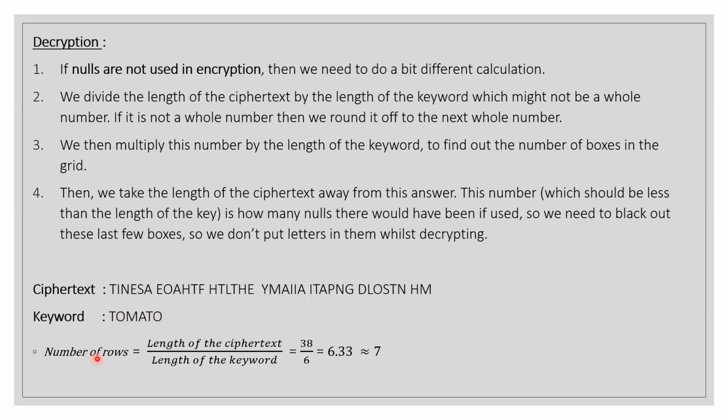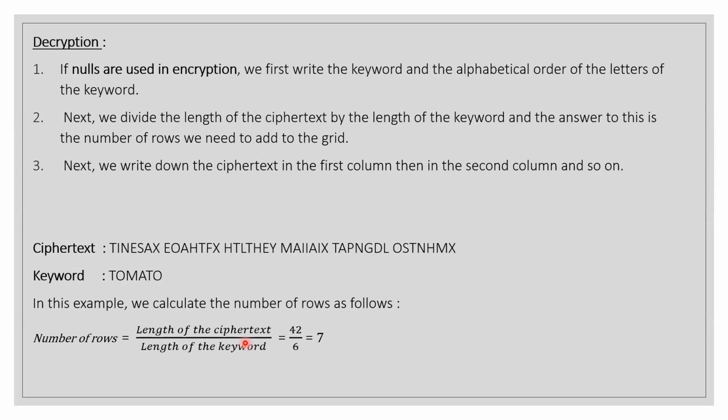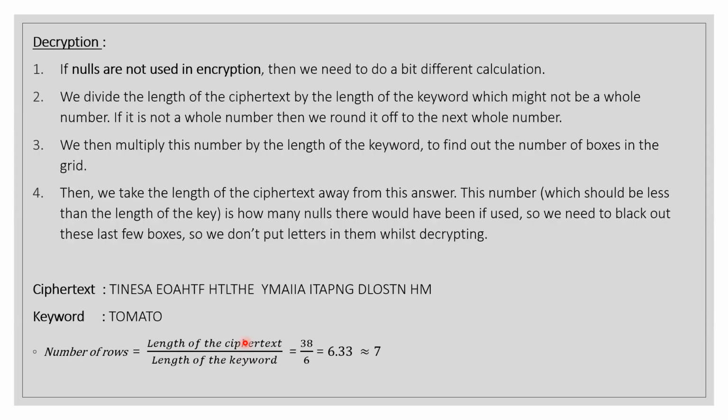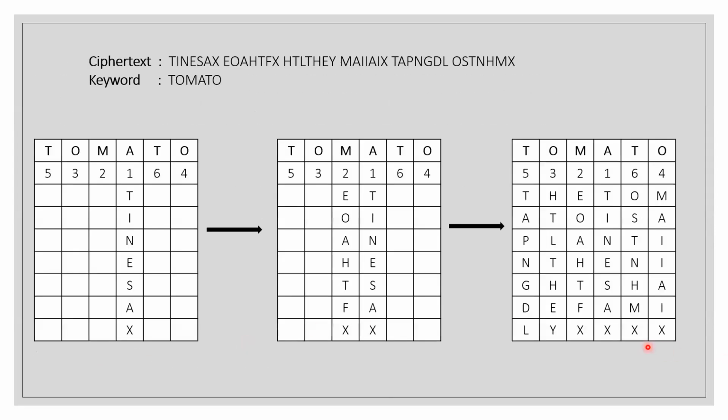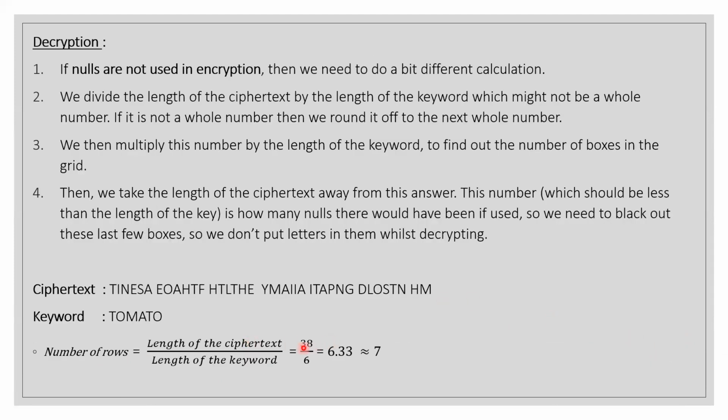And to get the number of rows, we'll have to divide the length of the ciphertext by the length of the keyword. So earlier, the length of the ciphertext was 42. If I remove all the nulls, there were 4 nulls that were used, so 42 minus 4 will be 38. And then 38 divided by 6 is 6.33. So this is not a whole number, so we'll round it off to the next whole number. So the number of rows will be 7 and the number of columns is 6.